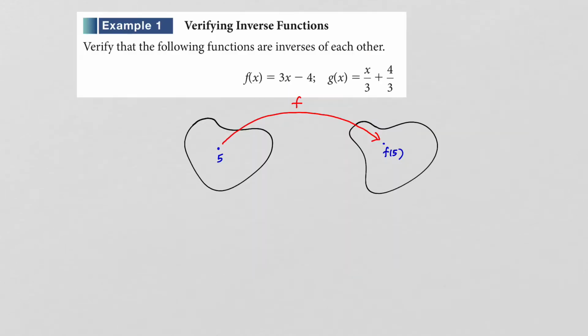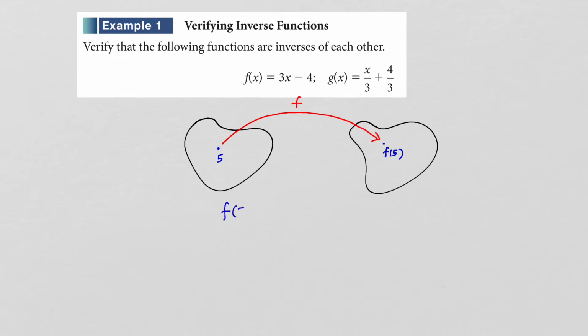To help us understand the definition of an inverse function, let's consider the following example. Here we want to verify that the following functions are inverses of each other. We have the function f of x equals 3x minus 4, and g of x equals x over 3 plus 4 over 3. Before we verify that these are inverses, let's consider a simple example. Here we have the domain of the function f, and the number 5 is in that domain. The function f will take the number 5 and assign it to a value in the range of f. Let's compute what that value is.